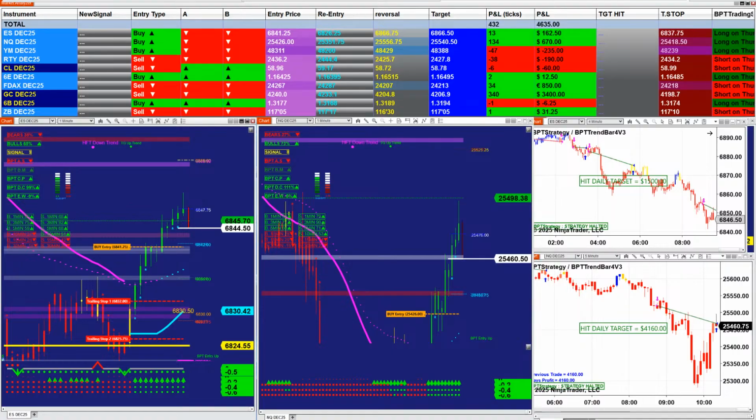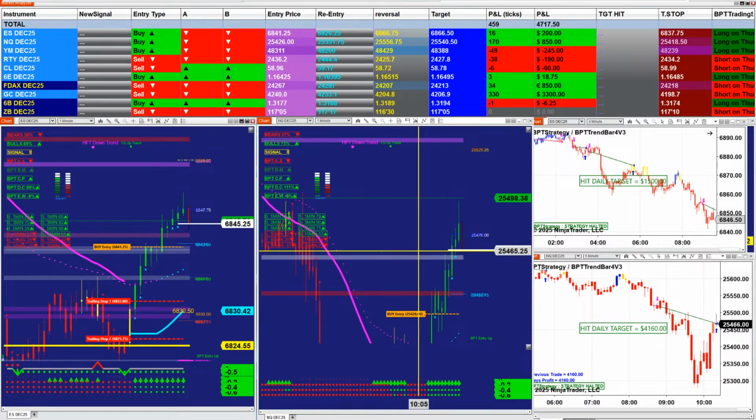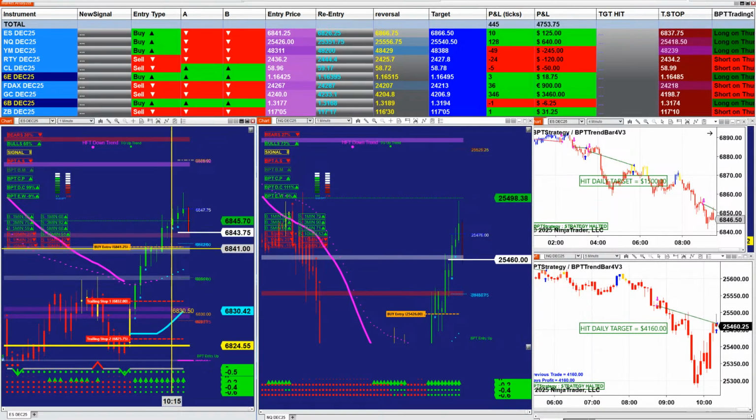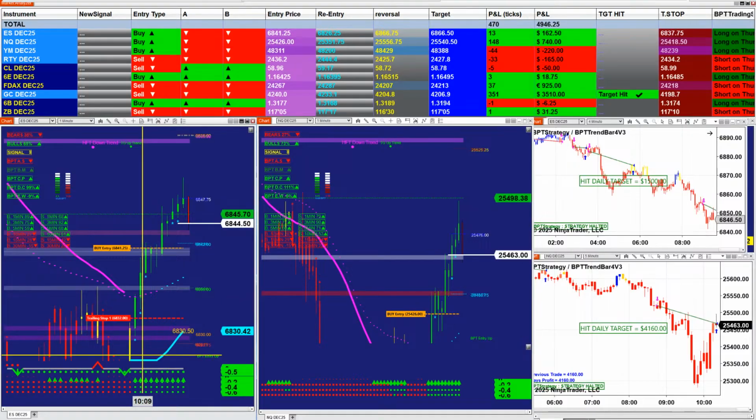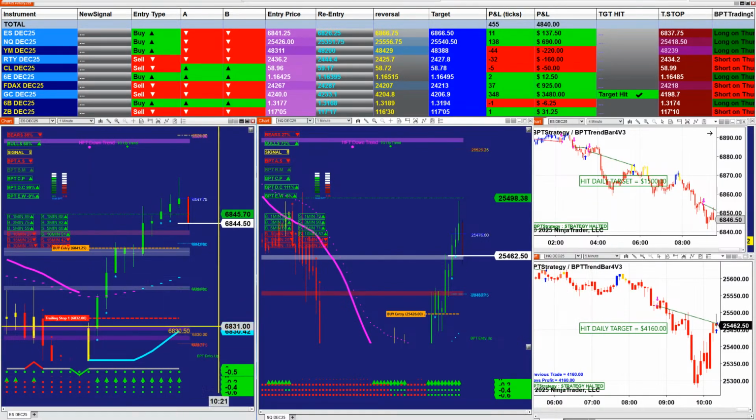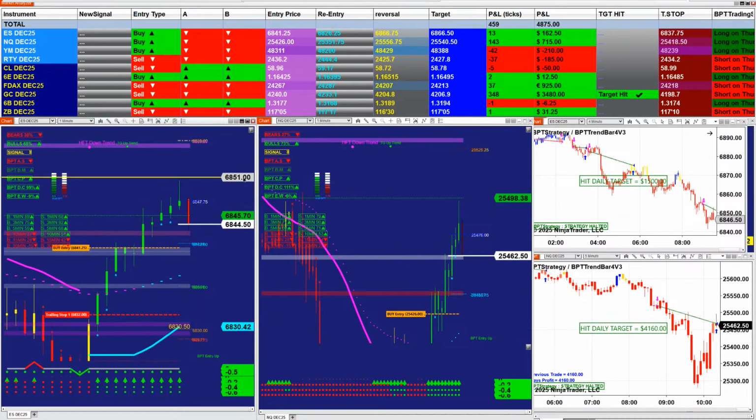Pulling back. Well, we got this trade from here to here, and there is a pullback. That's fine. Reconfirming is okay, healthy.